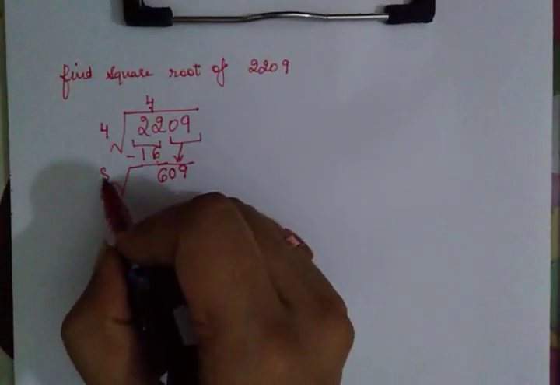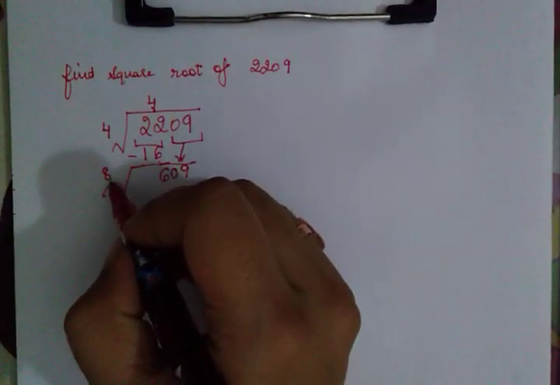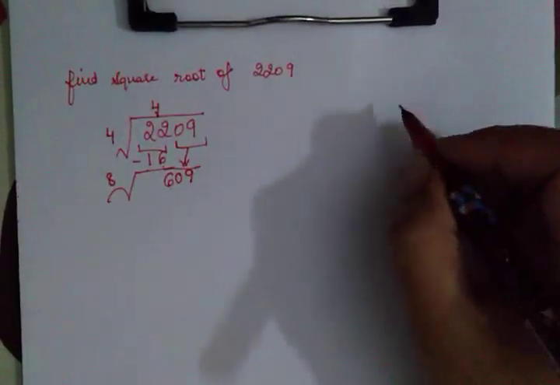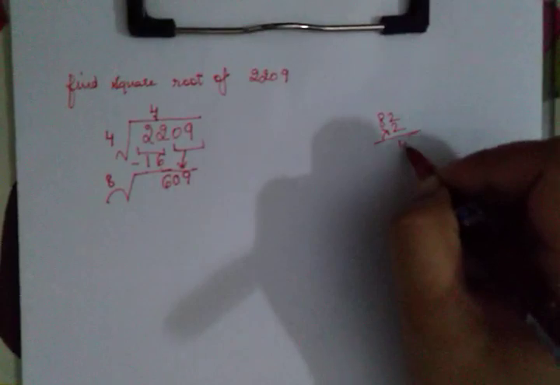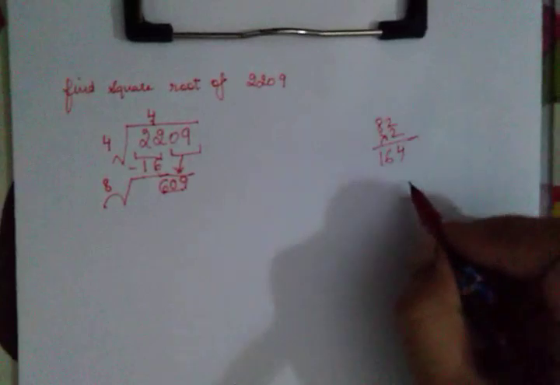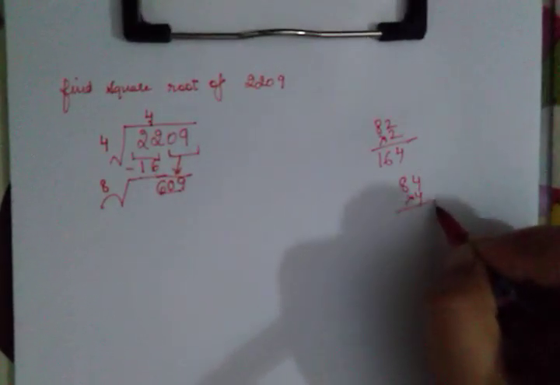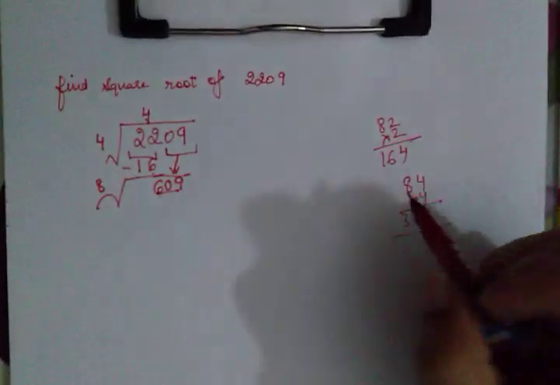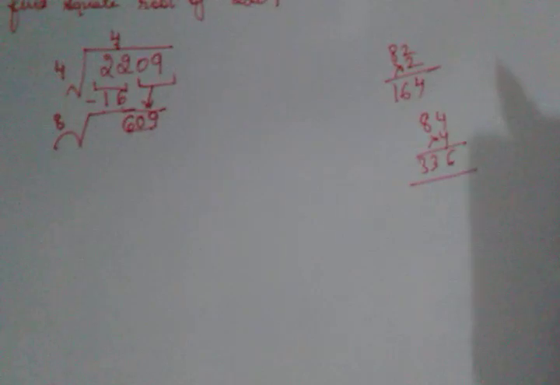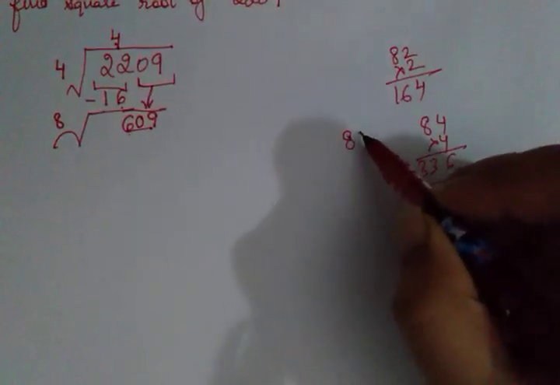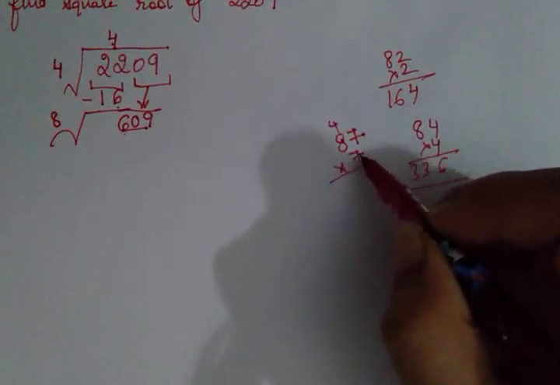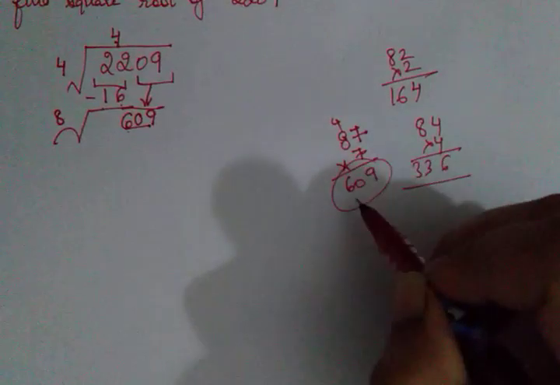Double of 4 is 8. Now after 8, you have to attach a number so that when multiplied by itself, it will be nearest to 609. So 82 into 2 will give you 164, a lot away from our target. Let's try a bigger number. 84 into 4, 4, 4, 16, 1, 336. Still a lot of gap is there. Let's try out a bigger number. 8 and attach 7 after it. 7, 7, 49, 4 carry, 7, 8, 56 plus 4, 609. This is what we wanted.